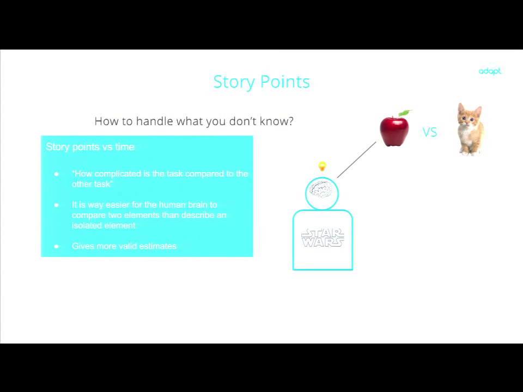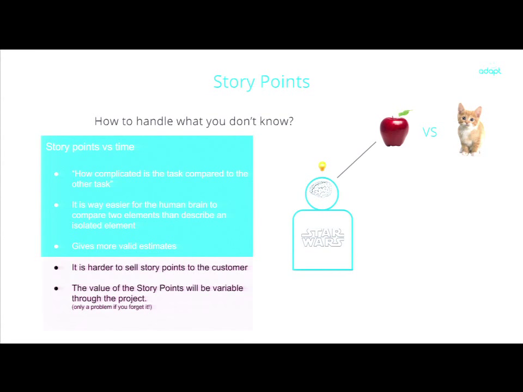And that's actually what story points can do for you. They can tell you the difference in complexity between two objects, two user stories. And this is a way easier way for the brain to compare objects, and all kinds of studies show that this will give more valid estimations.